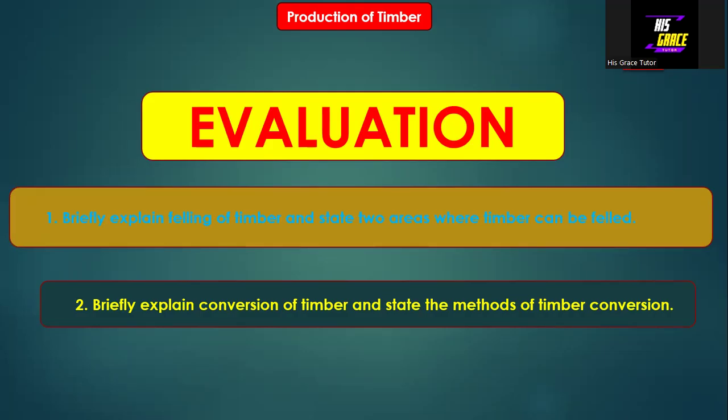Then question 2 says: briefly explain conversion of timber and state the methods of timber conversion. Conversion of timber is the process of cutting timber into marketable or commercial sizes. And the 2 methods that can be used to cut timber into marketable sizes are, the first one is plain sawn method, and the second is quarter sawn method.